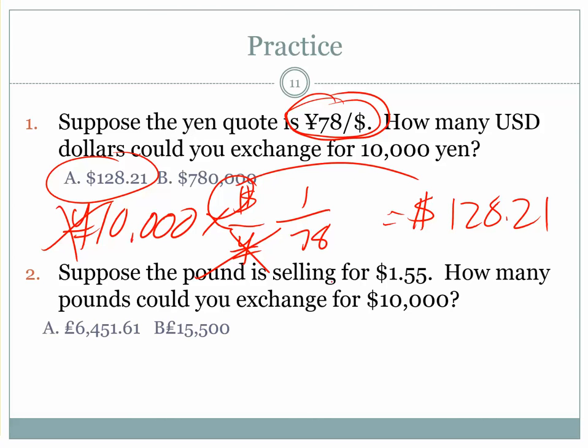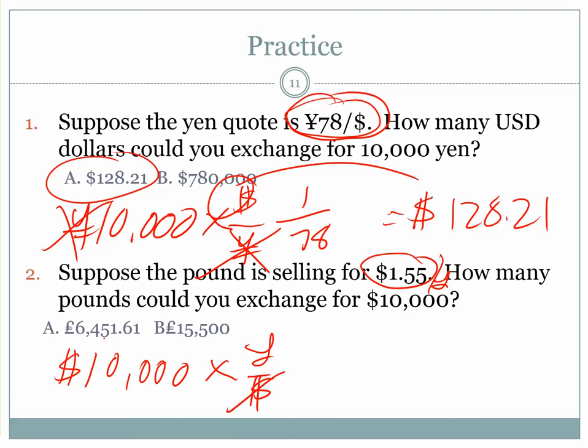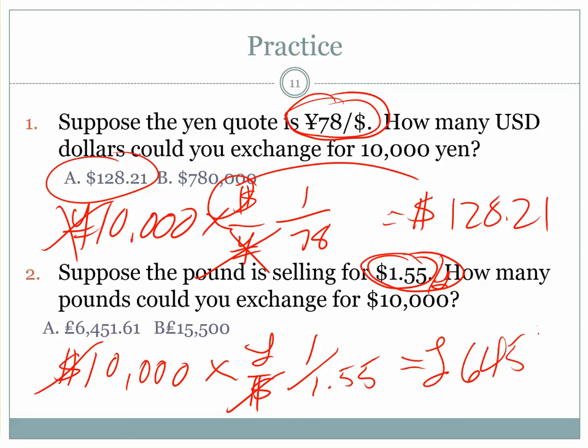Likewise, the pound is selling for $1.55. So what that means is $1.55 per pound. How many pounds can you exchange for $10,000? I'll solve that now. $10,000, I need a pound per dollar exchange rate. So the dollars cancel out and I get pounds. This is a dollar per pound exchange rate. I need a pound per dollar exchange rate. So in this one, I'm going to have to flip this one also. And my answer is 6451.